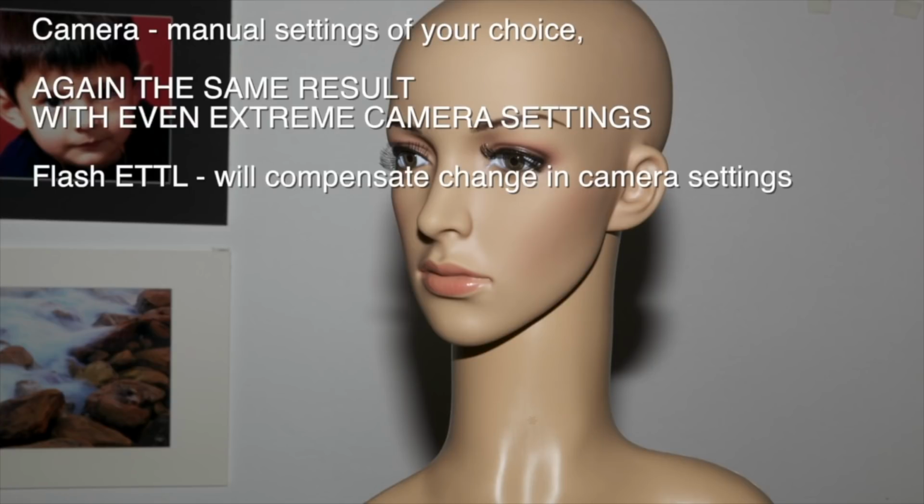In conclusion, in a normal situation without the flash, these settings will significantly underexpose the image, but using the flash in ETTL mode and getting the same result every time regardless of the camera setting, that proves how the ETTL works. It adjusts the flash settings accordingly in order to get the same result. The next step is to use the manual mode of the flash.